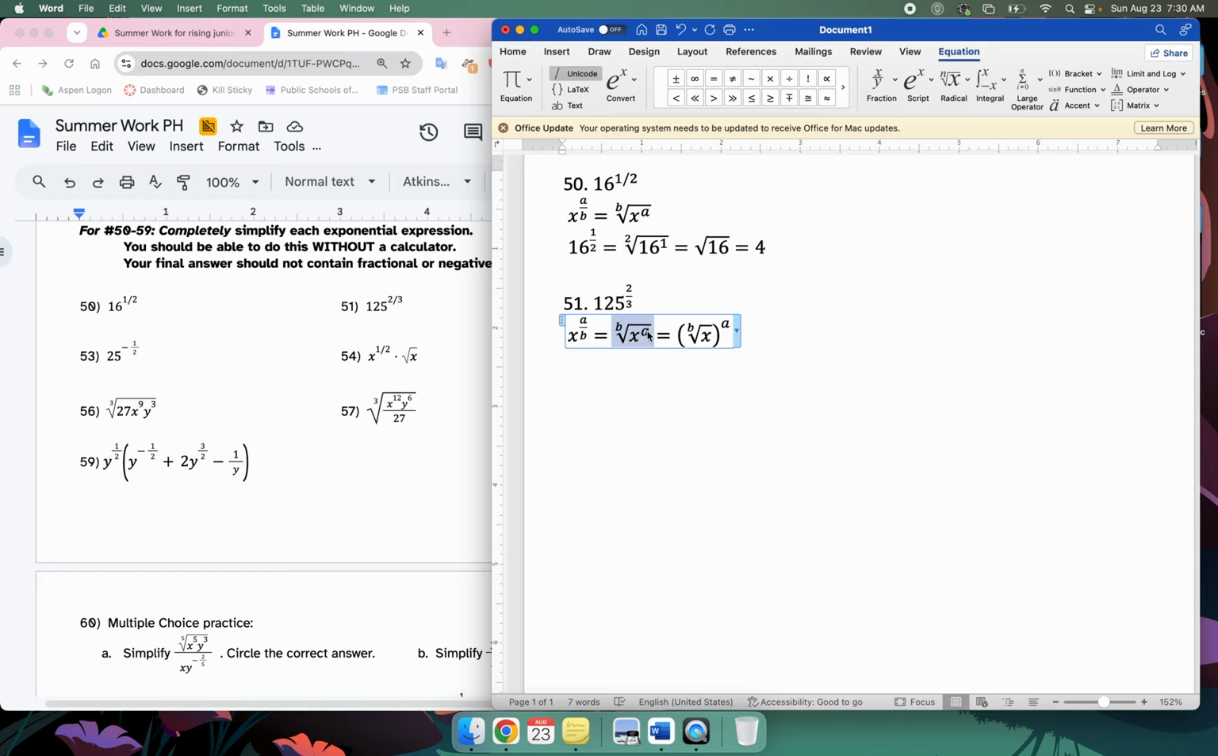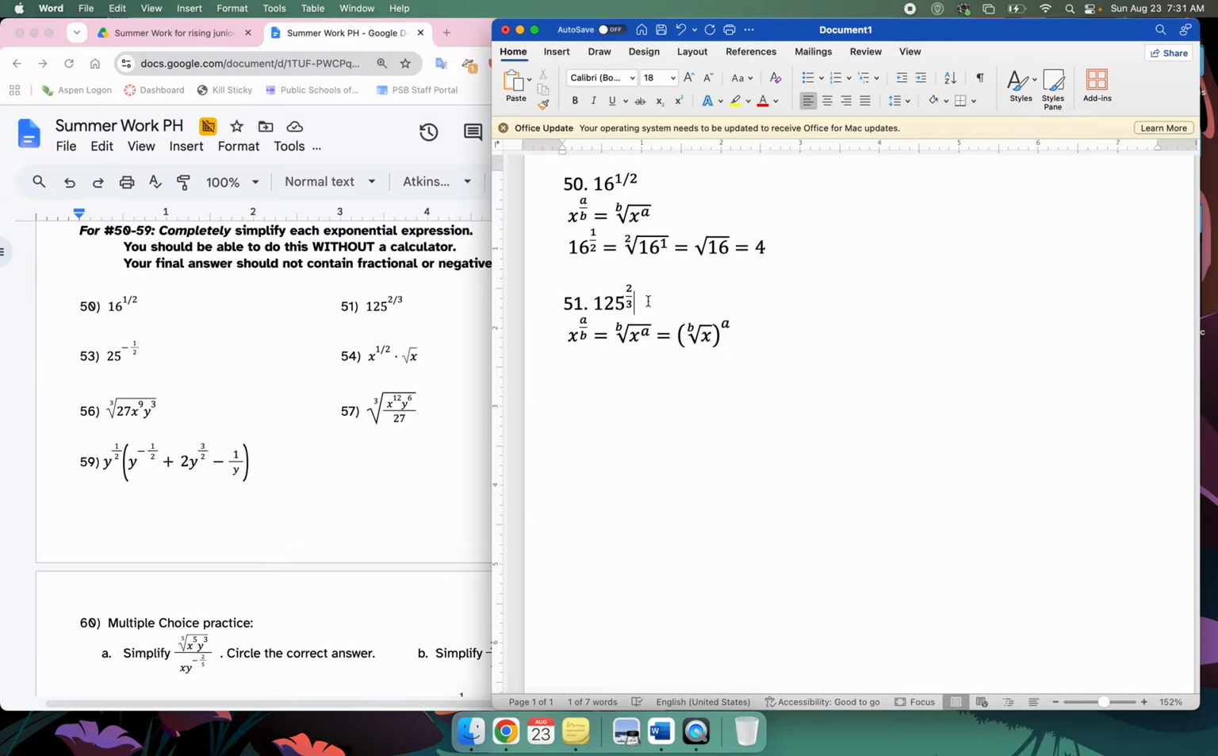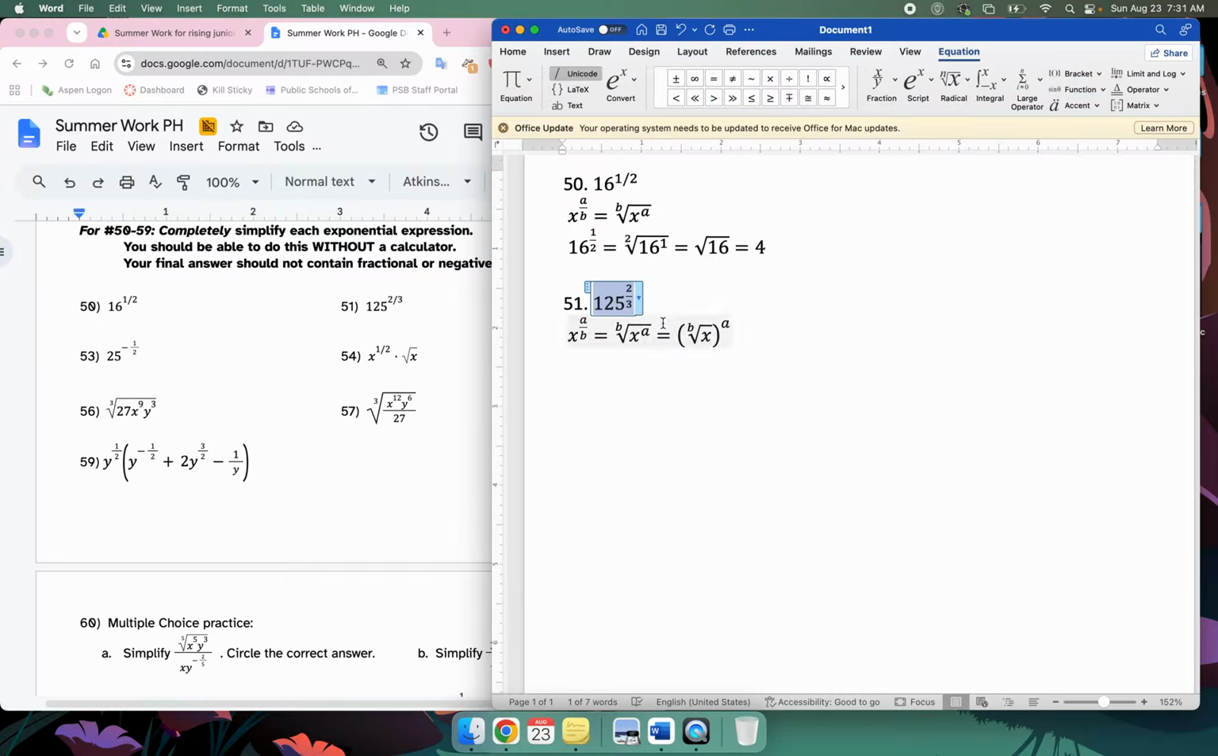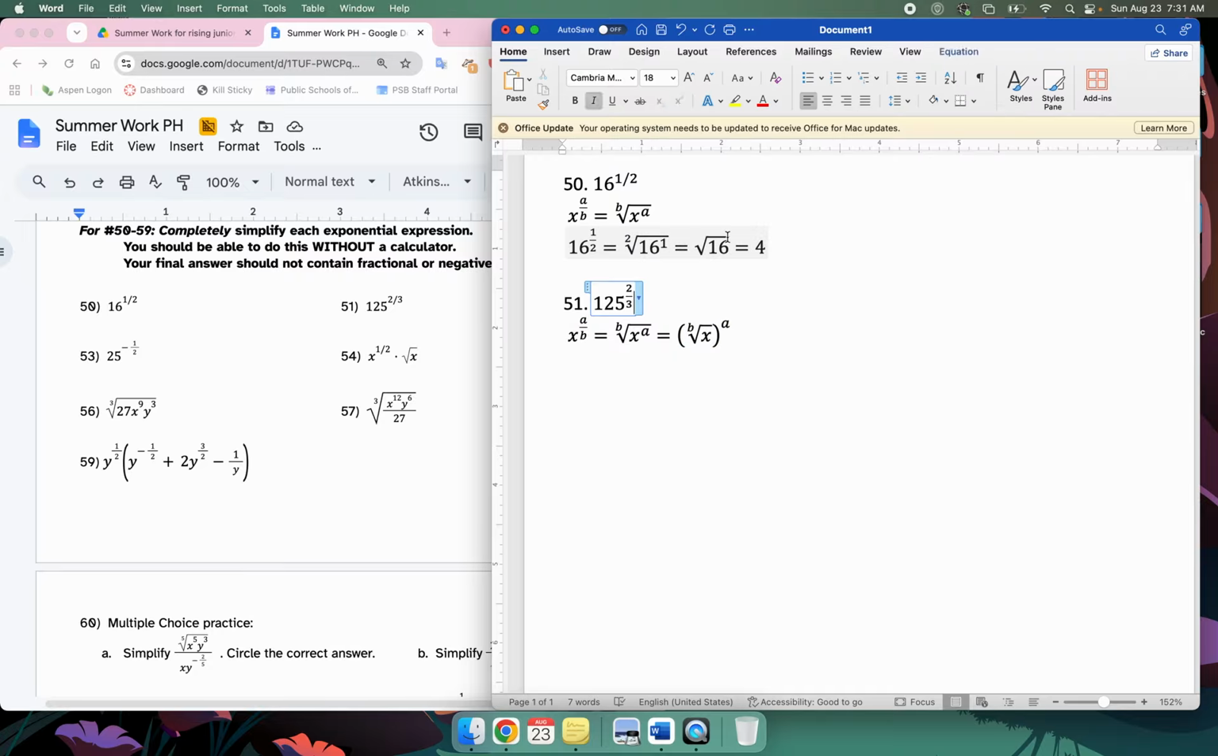The difference between these two expressions is that here I'm taking x and raising it to the power of a, and then afterwards taking the bth root. Here I'm taking the bth root first and then raising the result to the a-th power. So it's the same two operations, a-th power and bth root, but I'm doing them in different order. You can do those two operations in either order, and in some problems, like this one, it's much easier to take the root first and then raise to a power.